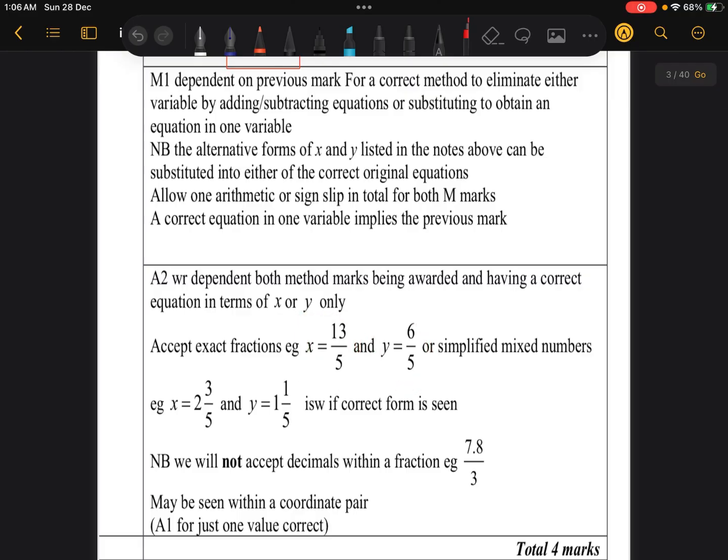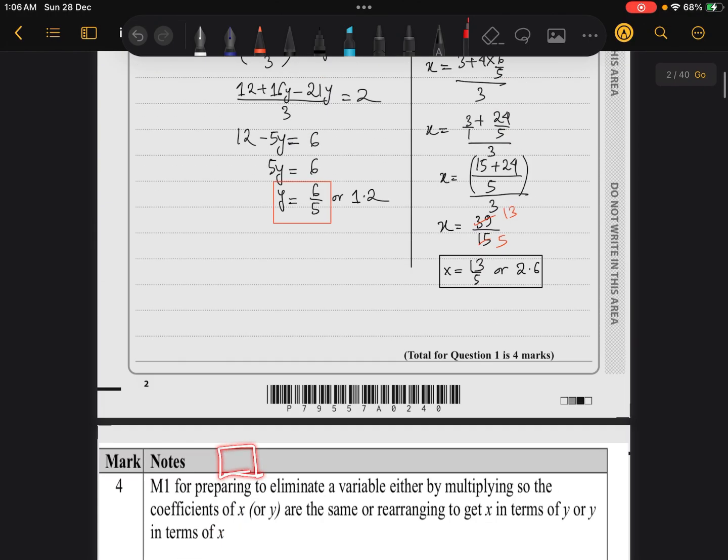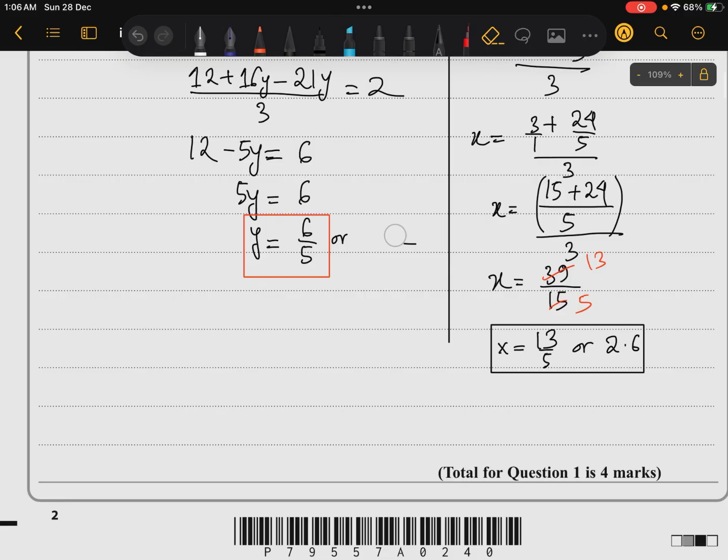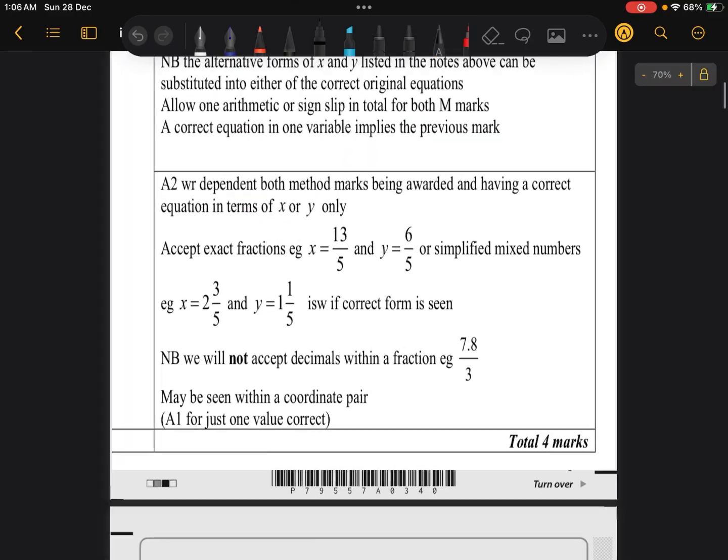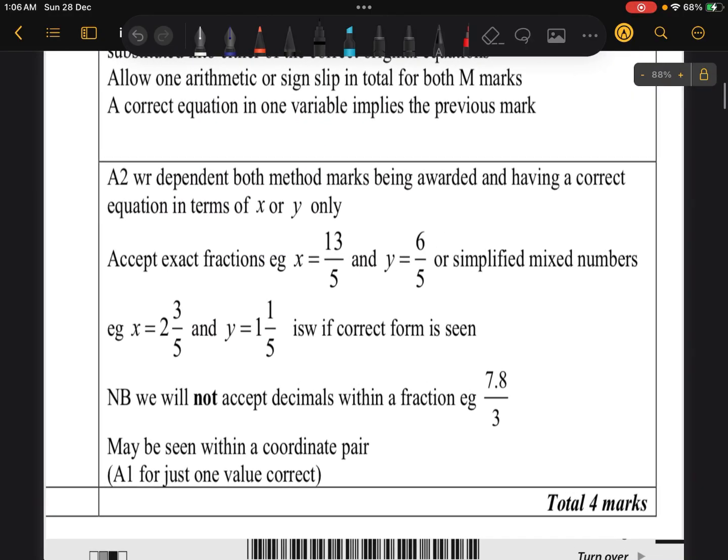And the answer cannot be given in decimal. So you cannot give the answer in decimal form. It has to be in fractions. We will not accept decimals within a fraction. Example 7.8 by 3. All right, I didn't read the mark scheme quite well.